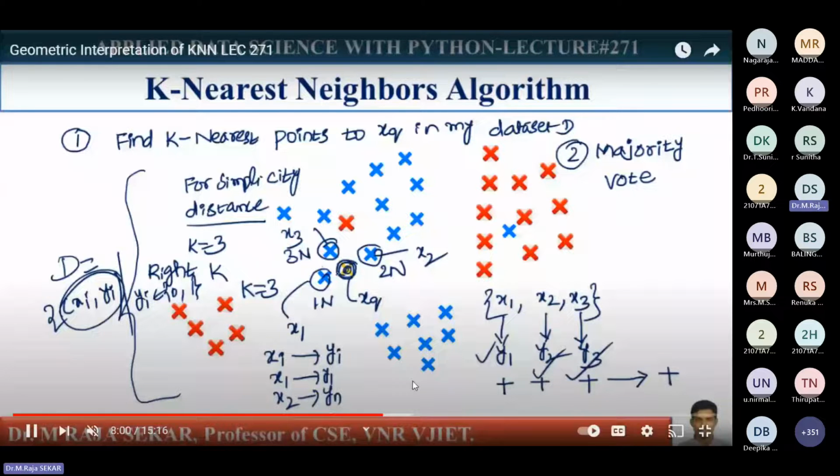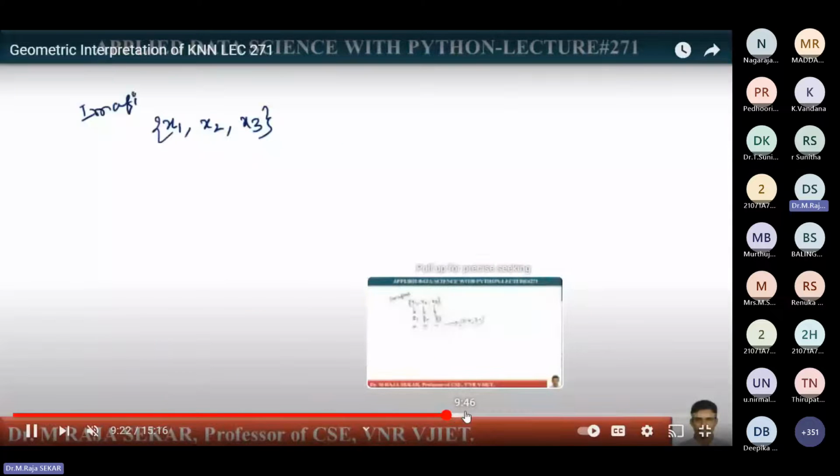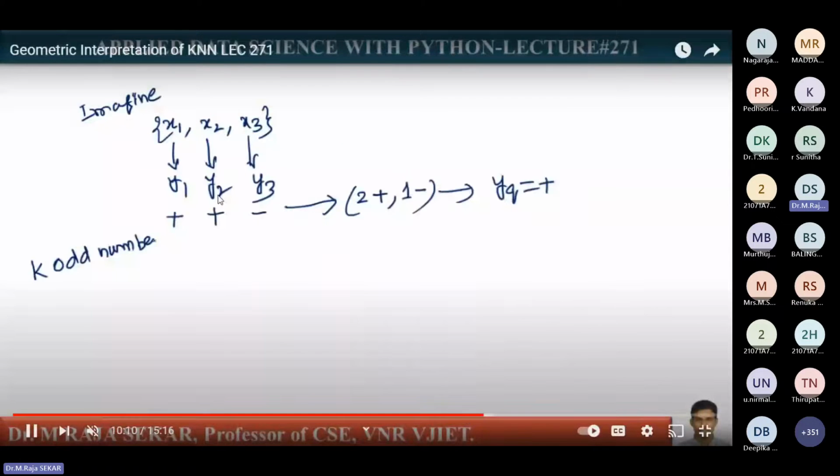Otherwise, there may be other possibilities. What are the other possibilities? Imagine you have x1, x2, x3. Let me assume y1 is positive, y2 is positive, y3 is negative. How many positives? 2 positive, 1 negative. Which one is the majority? Majority is positive. Therefore, your YQ belongs to positive.